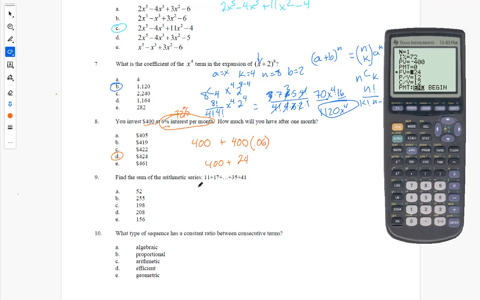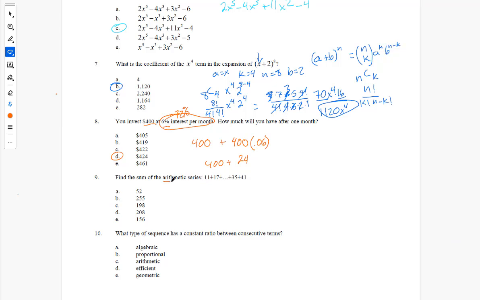Find the sum of the arithmetic series. That's an important thing to see. Arithmetic, that means it has the same addition. So this would be 11 plus 17, that's addition of 6. So then plus 23 plus 29 plus 35 plus 41. And you could just add those up.